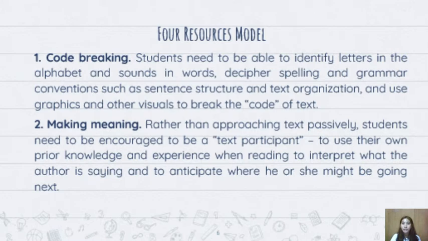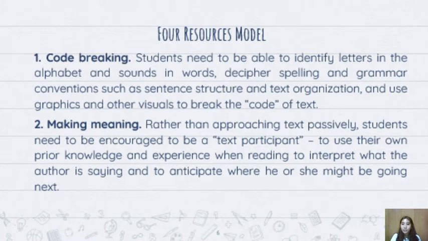Number 2, making meaning. Rather than approaching text passively, students need to be encouraged to be a text participant, to use their own prior knowledge and experience when reading to interpret what the author is saying and to anticipate where he or she might be going next. Dito sa making meaning, the students need to learn how to deconstruct text para malaman mo kung ano ba yung purpose ng author and yung intention niya. Kung nagbibigay ba siya ng information or persuading, and also to examine and then find the most effective ways to convey their thinking.